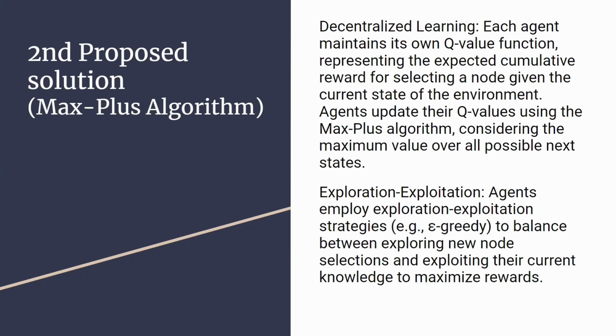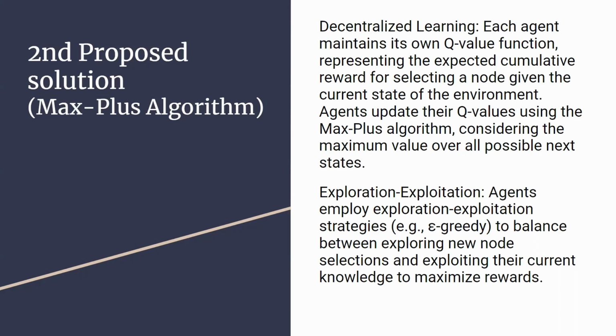Decentralized learning. Each agent maintains its own Q value function, as shown in the previous slide, that we are defining as Qij(S, Ai, Aj). That is, the Q value for a pair of agents is defined based on the state and the action taken by agent I and the action taken by agent J. So this represents the expected cumulative reward for selecting a node given the current state of the environment. Agents update the Q values using the max plus algorithm, considering the maximum value over all possible next states.